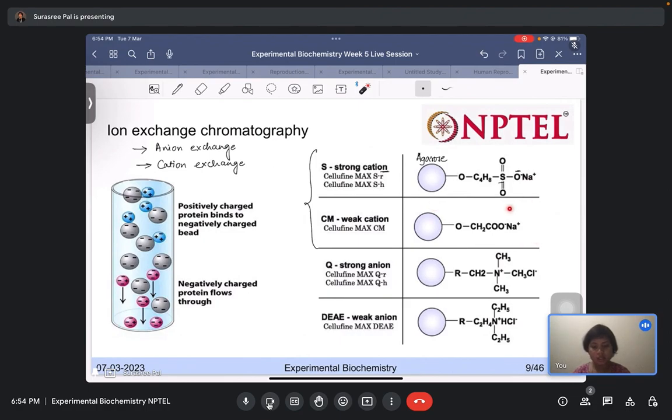Similarly, in this particular resin, you can see that it is a carboxymethyl resin. So CM or carboxymethyl resin, because of the presence of the carboxy group, is also a negatively charged resin. Since these two are negatively charged resins, positively charged proteins will bind to them. Positively charged proteins means cationic proteins will bind to them. So these are cation exchangers.